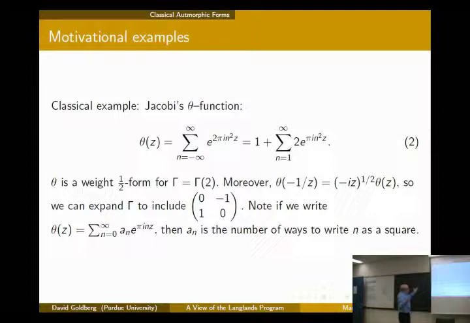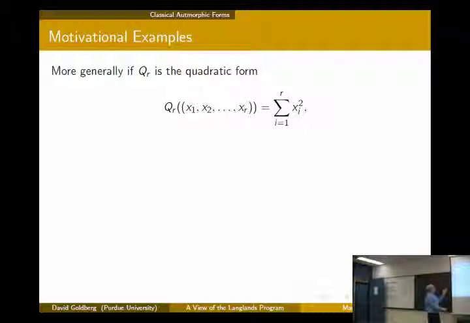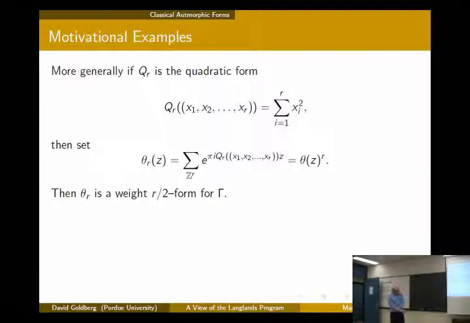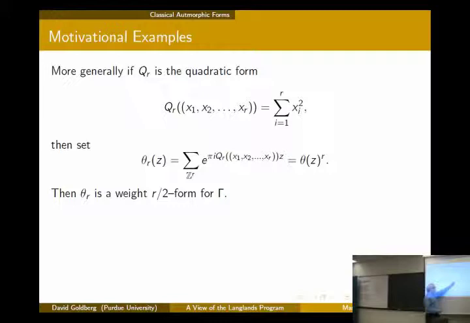But it gets more interesting if we look at the quadratic form of degree r, where you just take the sum of the squares, and I take this function theta r of z, so you sum over all the integer r-tuples, e to the pi i, then you evaluate the quadratic form. Now this turns out to be the same as the function I just saw to the r power. You take that previous series and you take its r power, it's actually this. So then you use what you know about theta to see that this is in fact a weight r over 2 form, also for gamma, for the same thing.